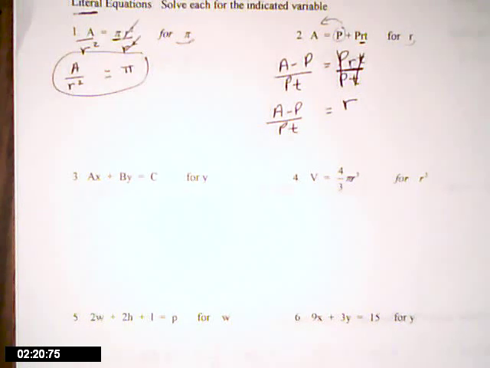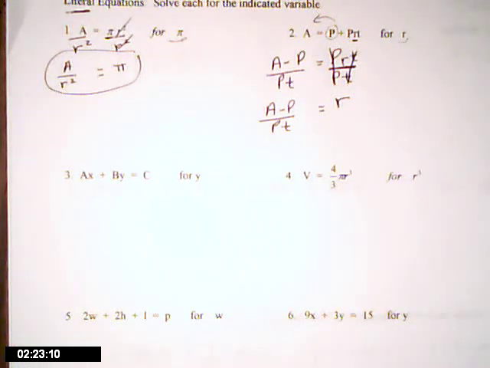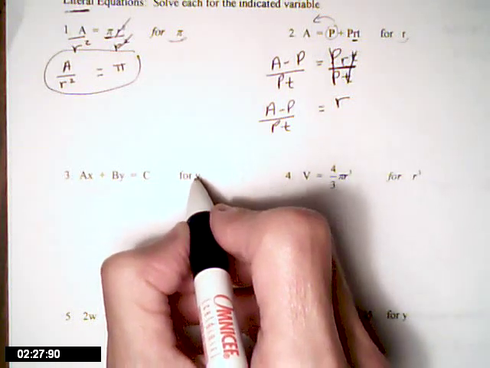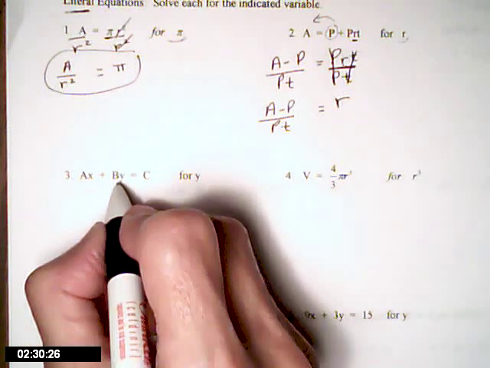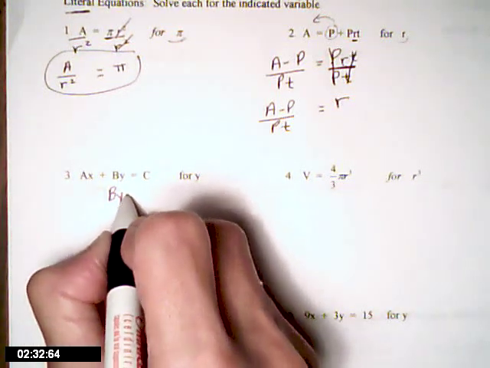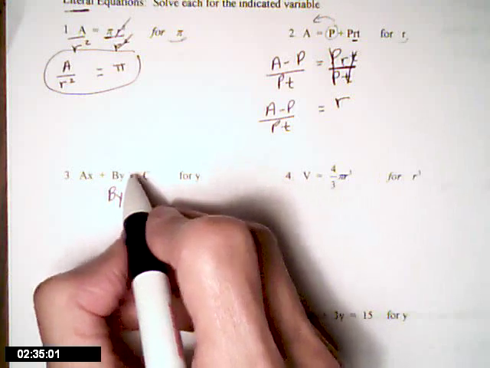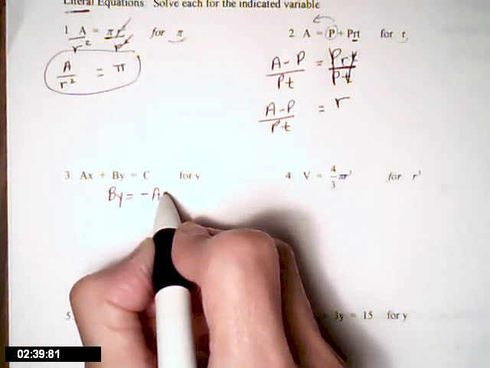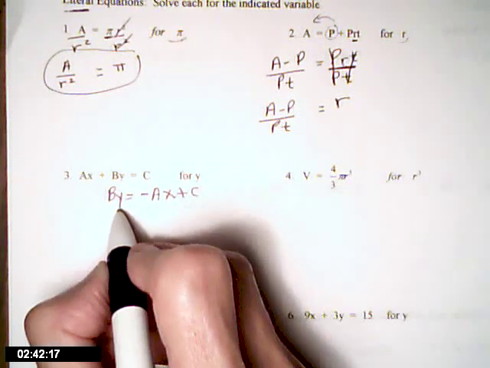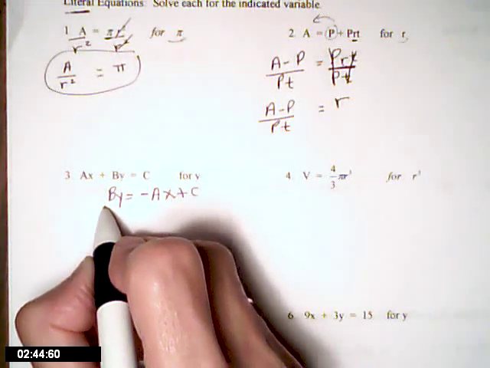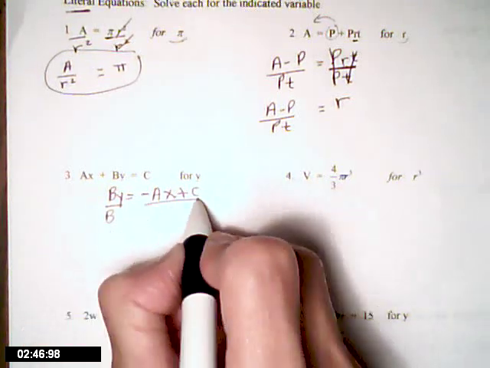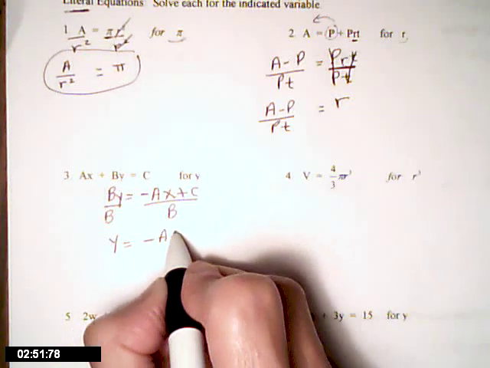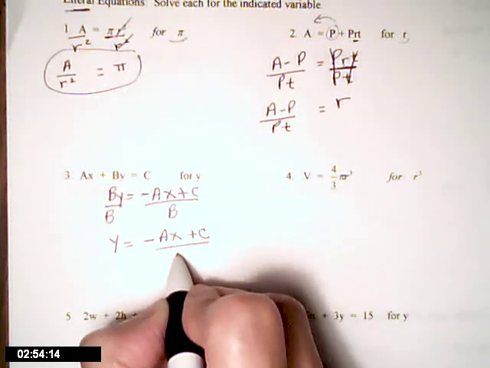Problem number 3, AX plus BY equals C. We've worked this one. We want to solve for Y. We did this when we were putting an equation in slope-intercept form. Here's my Y in that term. So I'm going to move the AX to the other side, and when I do, it'll become negative AX. Then to get Y by itself, I'm going to divide by B. So I have Y equals negative AX plus C over B.